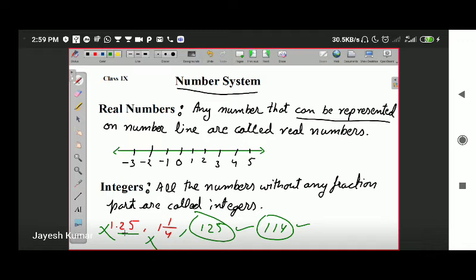Get it? Any number with digits between 1 to 9 after the decimal are non-integers. Suppose I write down a number 3.00000001. So I got a digit between 1 to 9 after the decimal part. Therefore, this is not a rational number. Sorry, this is not an integer.